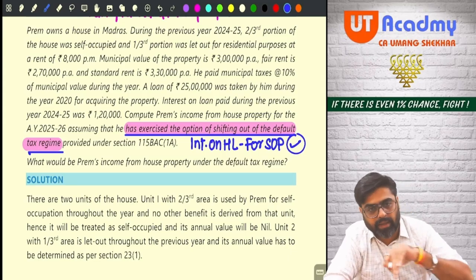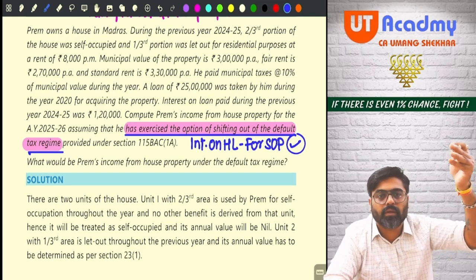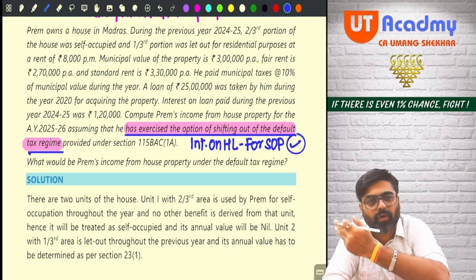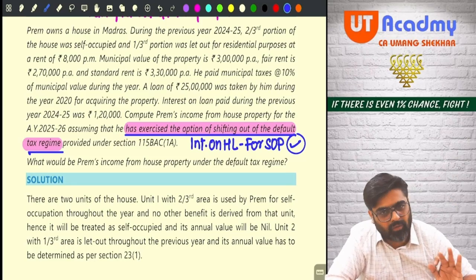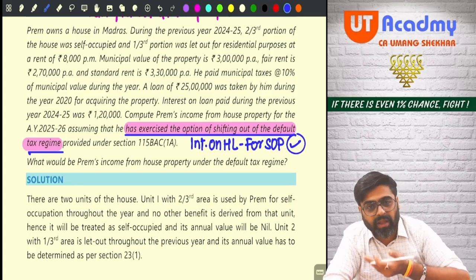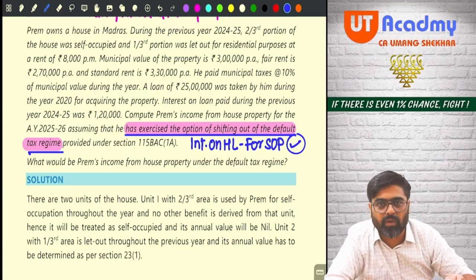If not following, then he can claim. If following 115 BAC, then he cannot claim interest for SOP. But for DLOP, LOP, it will remain the same. Under 115 BAC also, and shifting out of 115 BAC also, interest on housing loan will be allowed under both the regimes. Yes or no? Sure?